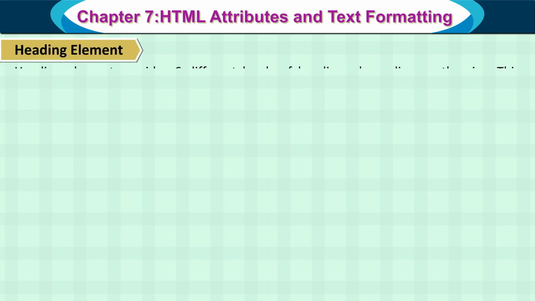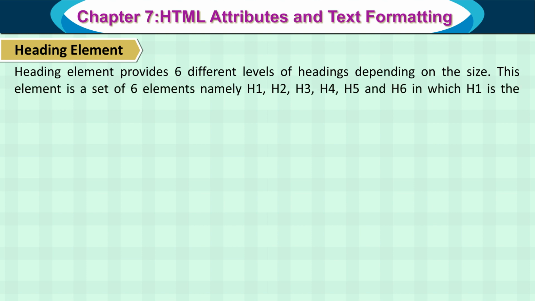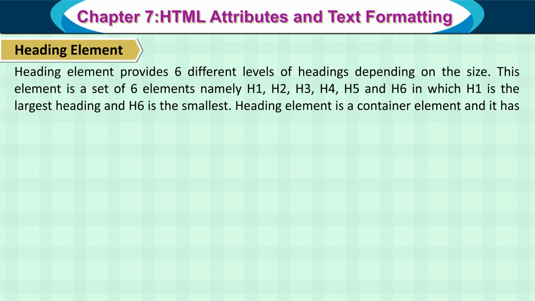Heading element. Heading element provides 6 different levels of headings depending on the size. This element is a set of 6 elements, namely H1, H2, H3, H4, H5 and H6, in which H1 is the largest heading and H6 is the smallest.